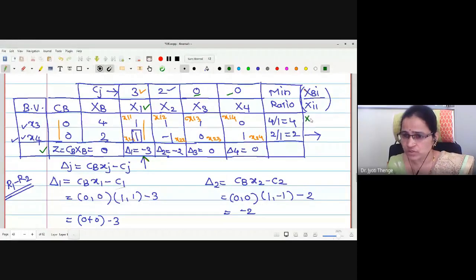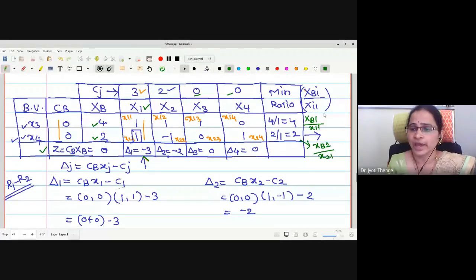Let me write both the values again. This is xb1 upon x11, and the second one is xb2 upon x21. This is the first basic variable value. This is the second basic variable value. Therefore, xb1 is 4, x11 is 1. Therefore, what is the ratio? 4 by 1, I have written 4 by 1 is 4. Second is 2 by 1 is 2.